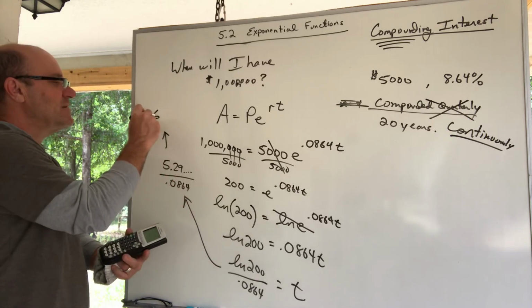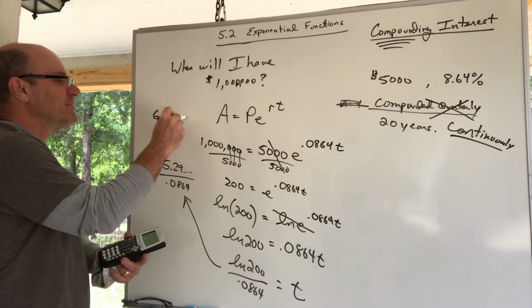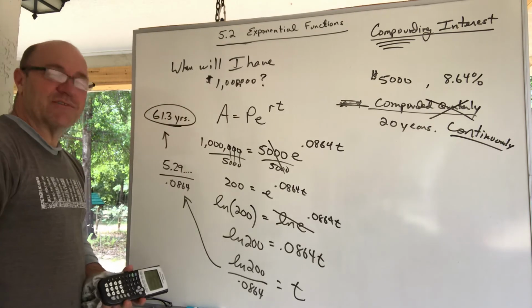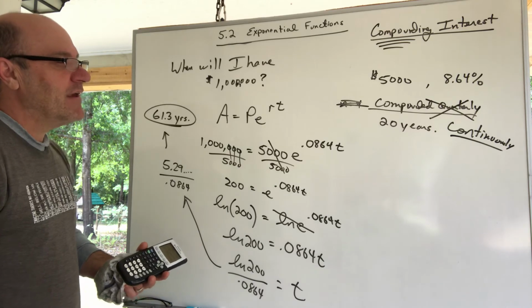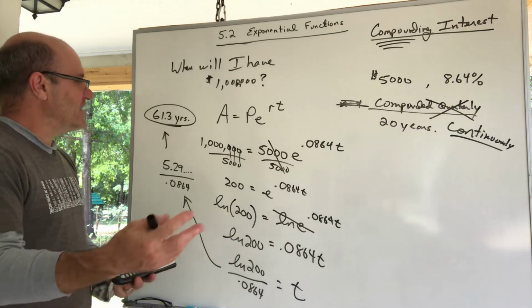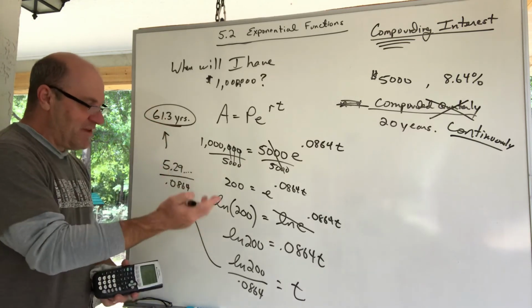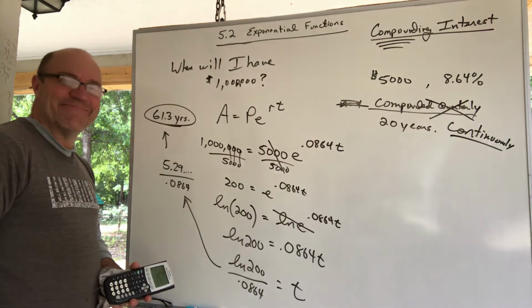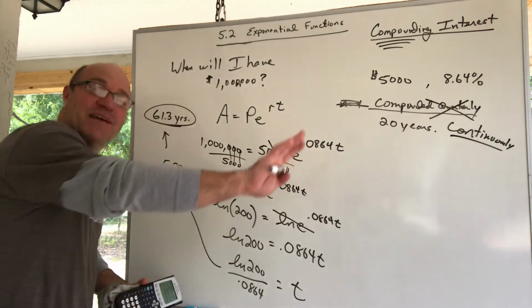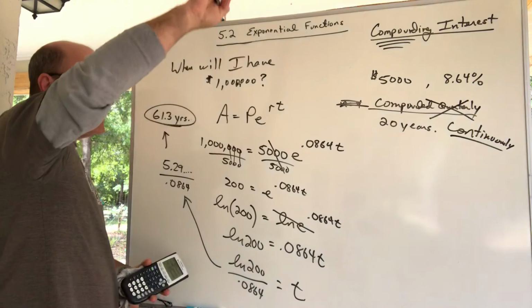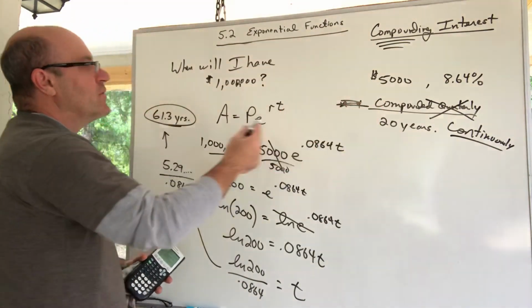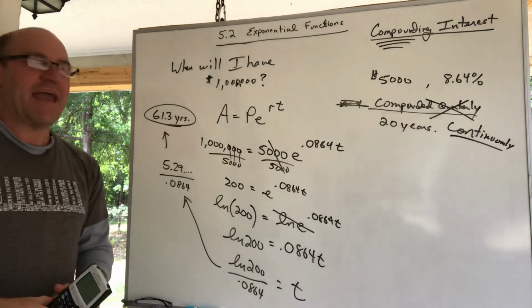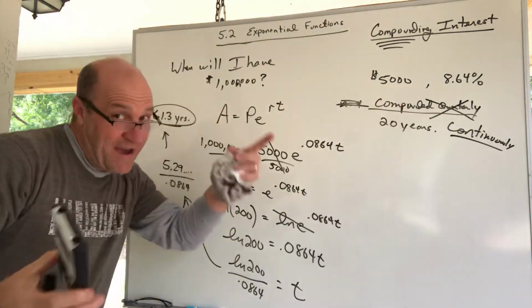Wow, 61.3 years. Man, that's pretty interesting. Remember, at 20 years, I had $28,000. And now, if I just wait 40 more years, I'll have $1 million. It grows exponentially. In 61 years, that $5,000 grew to $1 million at that interest rate, compounded continuously.